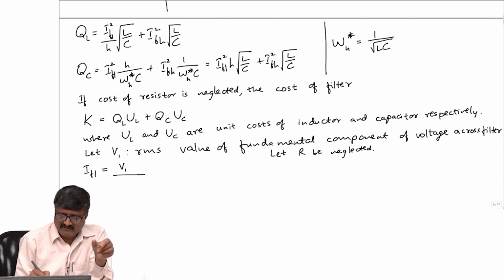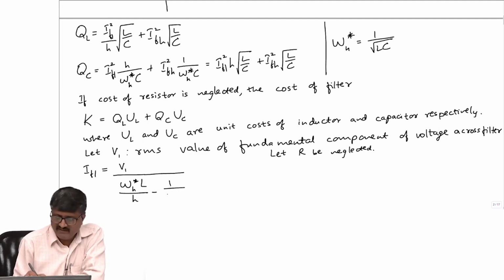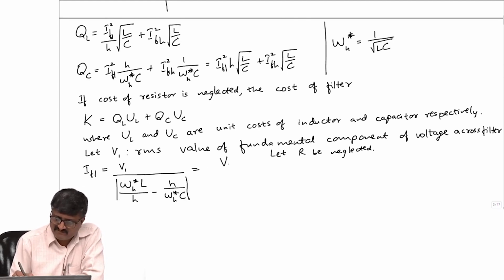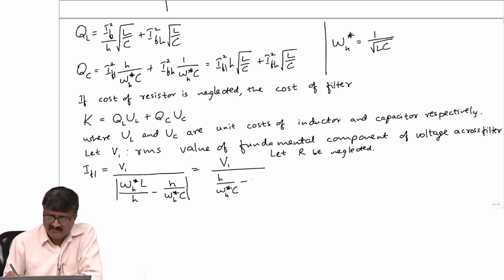So I will write this as, okay, I need not actually erase this. I mean, I could have taken that also. Omega h star L by h minus 1 by h by omega h star into C modulus. So since we know which one is larger, we could have just written this as Vh by h by omega h star C minus omega h star L by h.